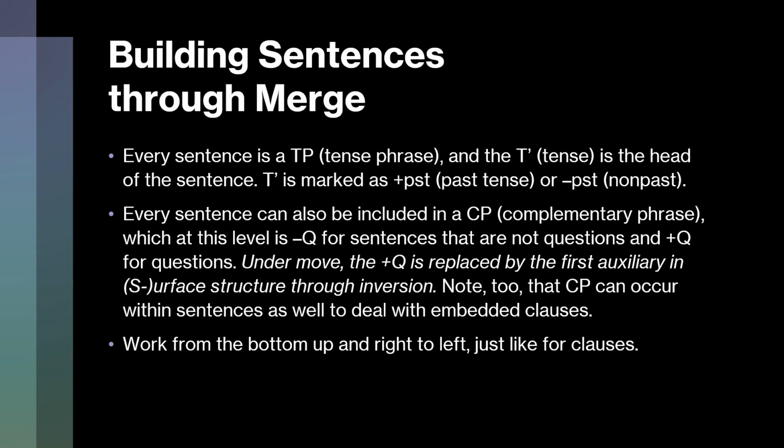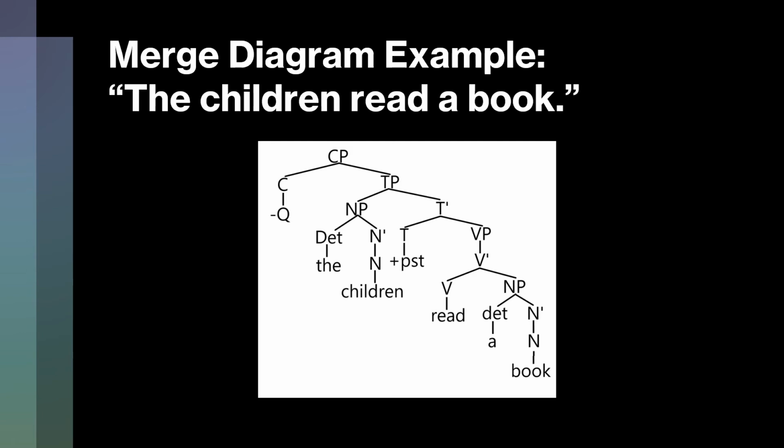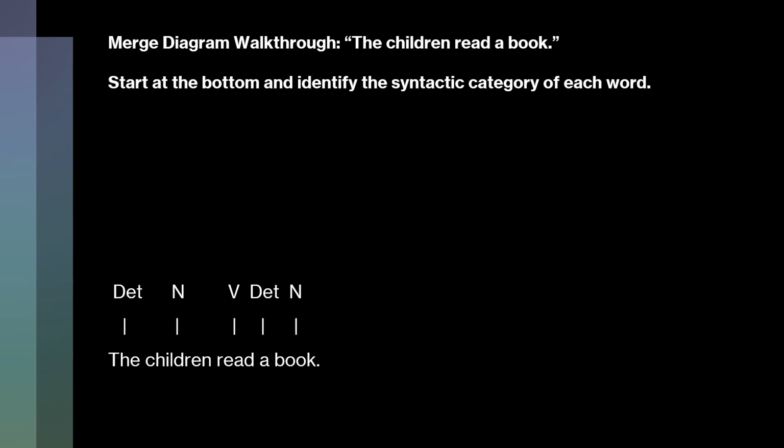Work from the bottom up and right to left, just like we did for phrases. You do that for clauses, you do that for sentences, okay? So we're going to look at an example here of a merge diagram. The children read a book. Ultimately, this is what it should look like, but how do we get there? So we start at the bottom, identifying the syntactic category of each word. So we always start right to left. So book is a noun, a is a determiner, read is a verb, children is a noun, the is a determiner.